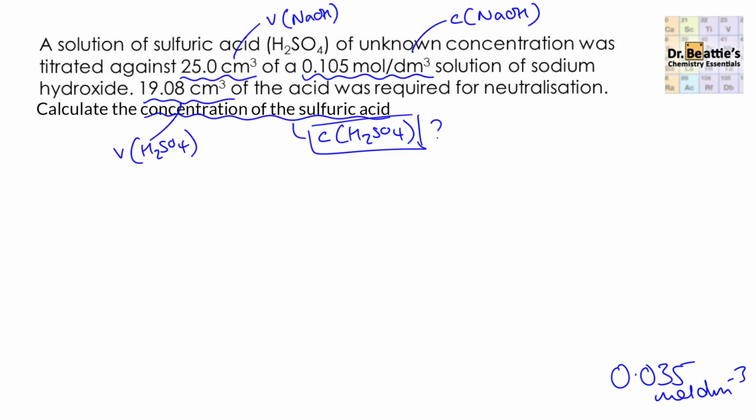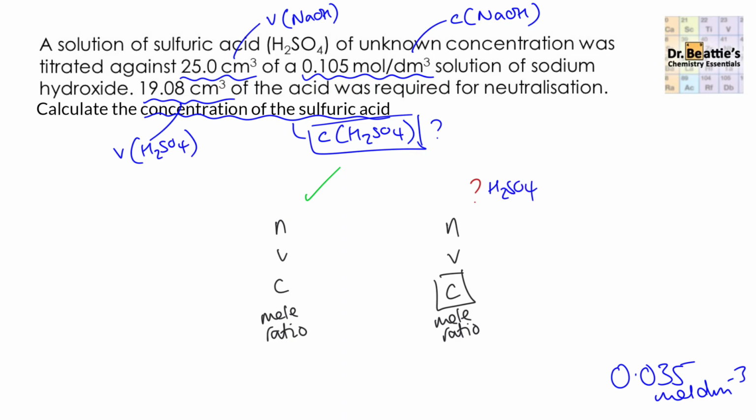First of all, we boxed the value we're trying to calculate and underlined any given values. Next thing we're going to do is get our equation, which in this case is our titration grid. We've identified that obviously we're trying to work out the concentration of sulfuric acid, so that's our unknown, and our known is going to be the sodium hydroxide, NaOH.